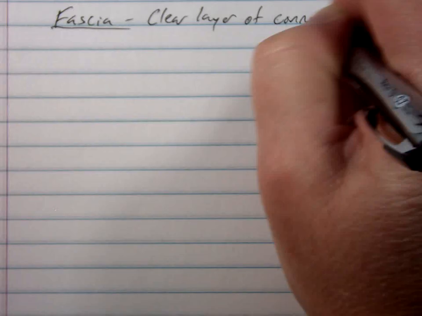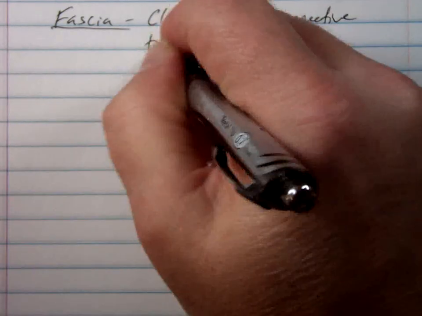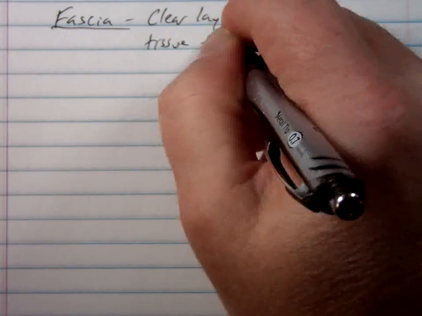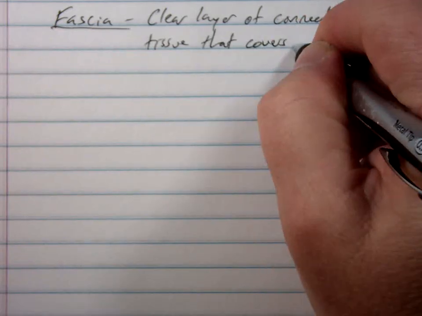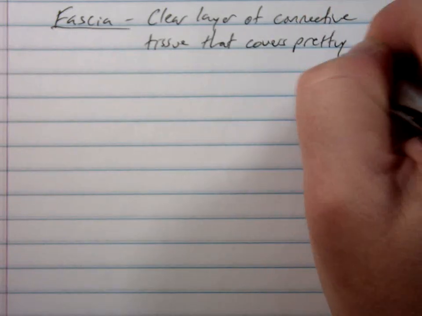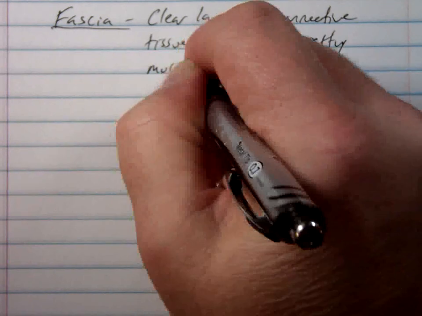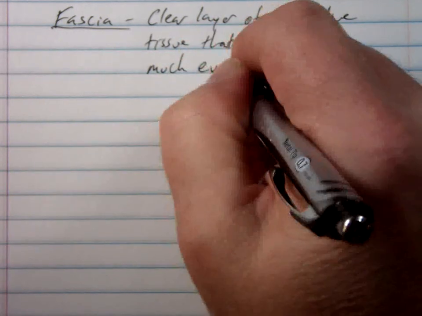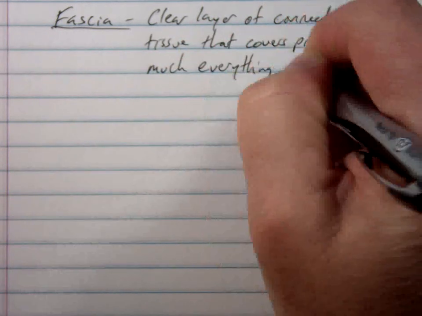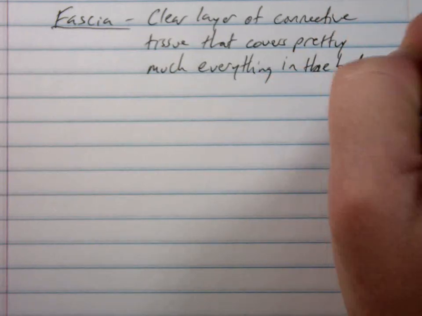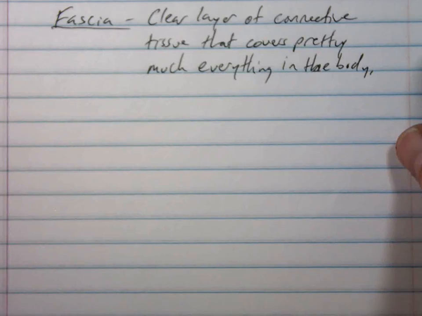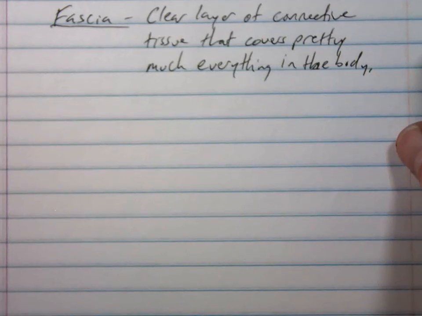All right? This is a clear layer of connective tissue that covers pretty much everything in the body. I know that sounds stupid, but it's true. Pretty much everything in the body is covered by this stuff.